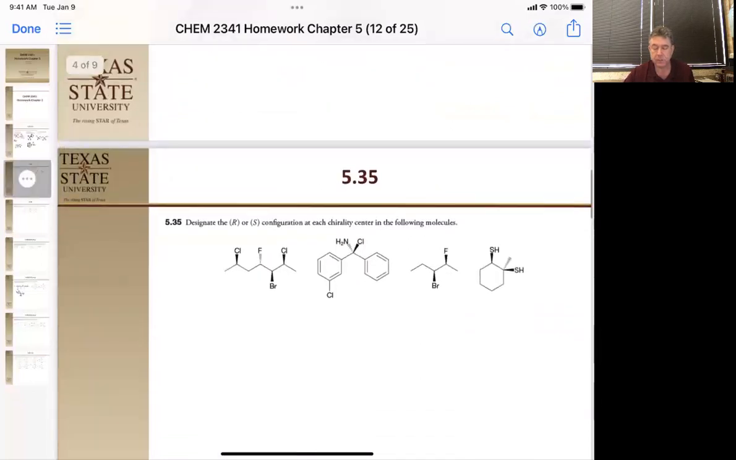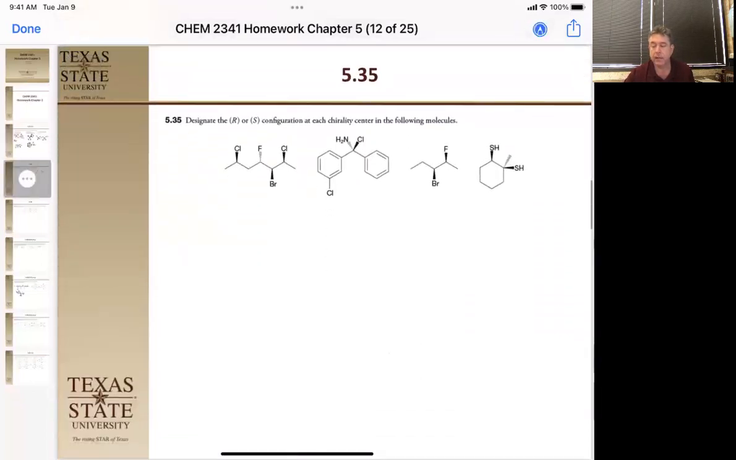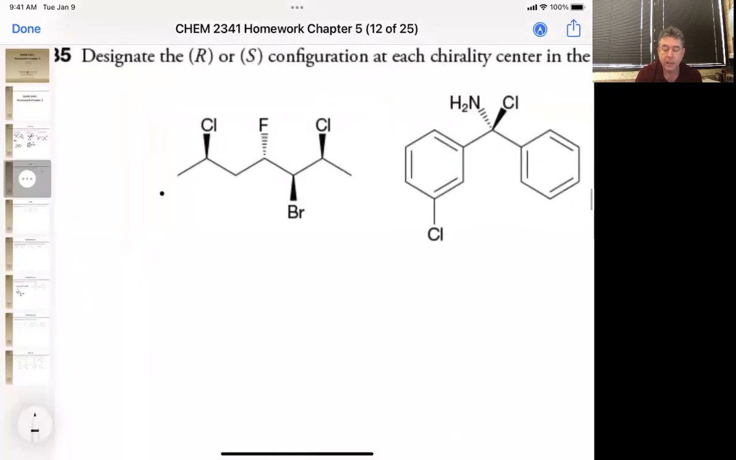Okay, so let's move on and start assigning R and S. I'm going to use 2 methods in the homework: the hand method, but I'll also use an orientation method where we kind of flip things. For example, if we look at this first one right here, our hydrogen is already behind us. The hydrogen is the lowest priority, so it's behind us, and we can just assign priority and do R and S from the front here.